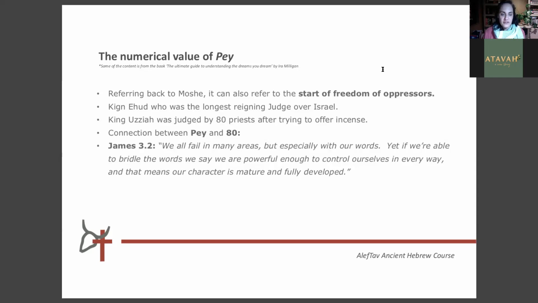And then some last examples of where you can find 80 in the scriptures is King Ehud. He was the longest reigning judge over the nation of Israel. He was actually, I think, a good king in the beginning. He was a left-handed warrior, and he delivered Israel from a lot of enemies, but then he became full of pride. And he went into the temple, and he wanted to offer incense to Abba. And you are not allowed to do that if you are not a priest. So the high priest and 80 of the other priests came and they rebuked him. And he, in turn, became leprous, because leprosy and pride are connected as well. So that is King Uzziah.